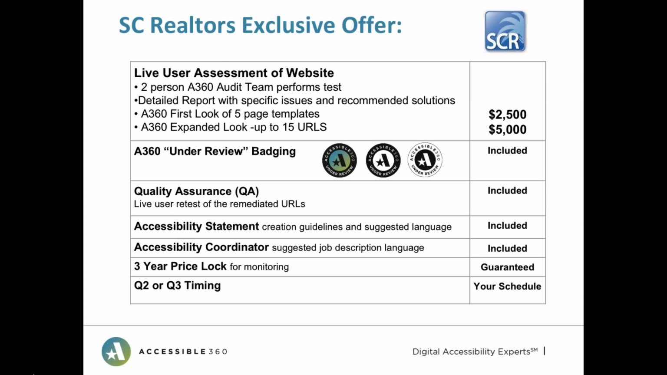We've worked with the South Carolina Realtors board to put together a special offer to the people that are present on the website, in the hopes that we can help as many as we can proactively not get targeted and make your sites accessible, thus increasing your business opportunities. So we have two different levels. We can look at 5 pages of your website for $2,500, or we can look at up to 15 for a price of $5,000. Included in that is that under review badging, which you see there.